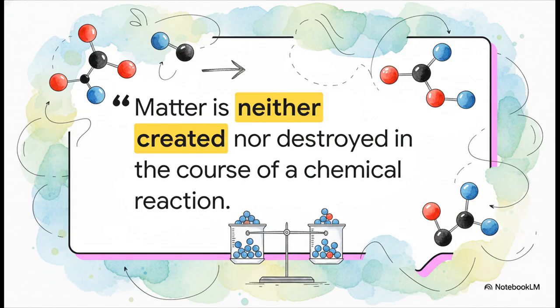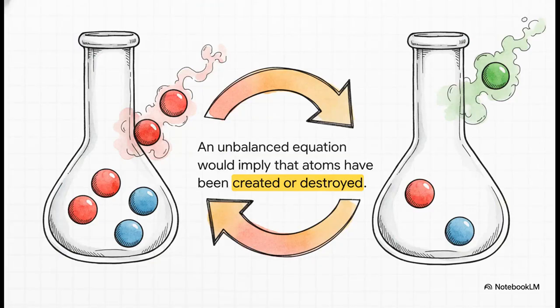It's a big name for a simple idea. You can't just create matter out of nowhere, and you can't make it disappear. In a chemical reaction, all the atoms are just rearranged, like Lego bricks. Every single piece you start with has to be there at the end. So if your equation is unbalanced, it's not just bad grammar. It's like you're writing science fiction. You're saying that an atom just popped into existence or vanished into thin air, which can't happen.